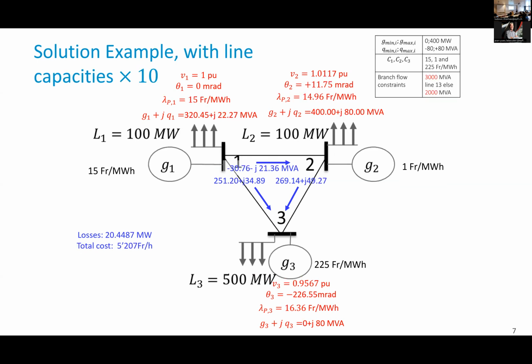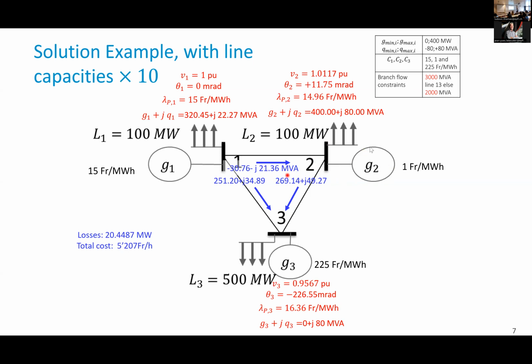Now I redid the same example, but I multiplied by 10 the line capacities here. The branch flow constraints are multiplied by 10 here. Then we see that the result is different. As expected, by doing that in practice, it is as if I had removed the grid capacity constraints. There will still be grid losses, but there will be no capacity constraint. And since there is no grid capacity constraint, we use the cheapest generator at maximum capacity.